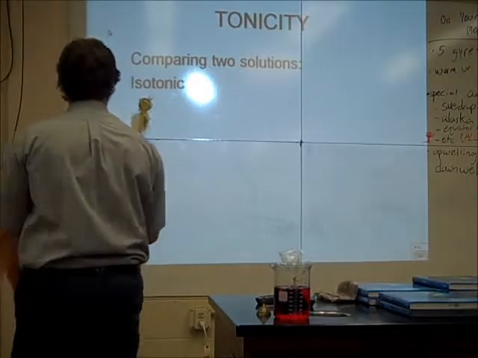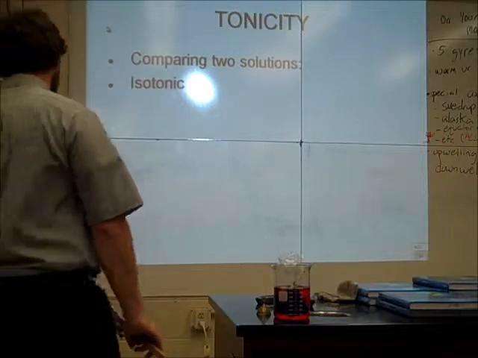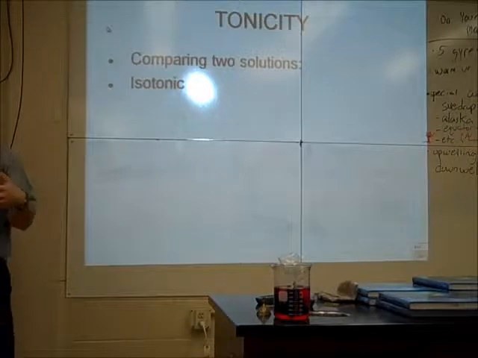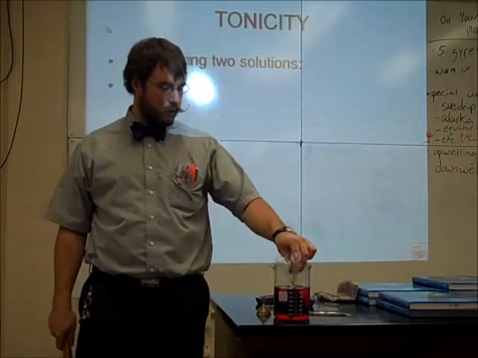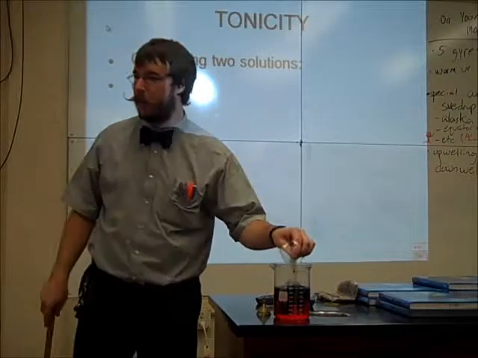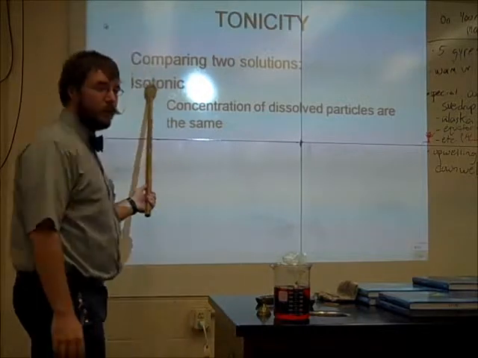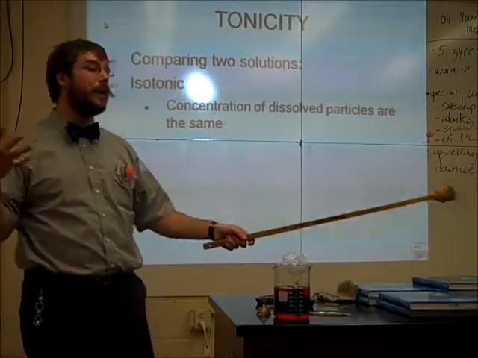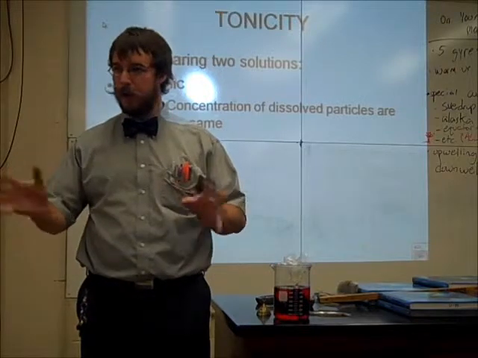So we have three words for describing those solutions compared to each other. One is isotonic. What does iso mean? Same. Yes, iso means the same. So these would be when the two solutions have the same what? What's that word we use to describe how much sugar is in here? Concentration. So when we have the same concentration, that's isotonic. It's worth noting that these two solutions would then be in equilibrium, but equilibrium and equal are two different words that mean two different things.